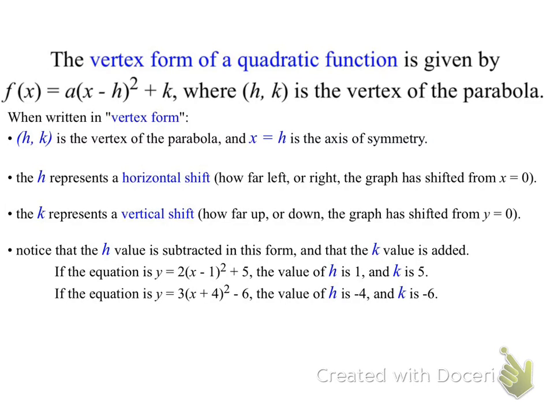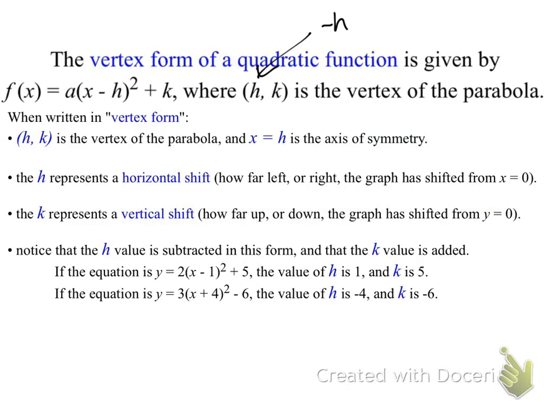Today we are going to look at vertex form and graph from vertex form. The vertex form of a quadratic function is given by f of x equals a of x minus h squared plus k, where h and k is the vertex of the parabola. H is the opposite. Okay, so h is the opposite. I always call it negative h, because it's the opposite.